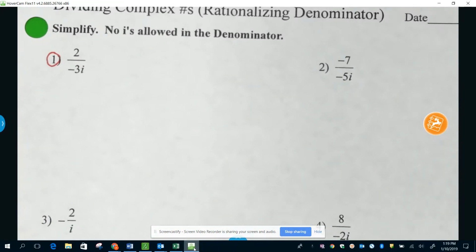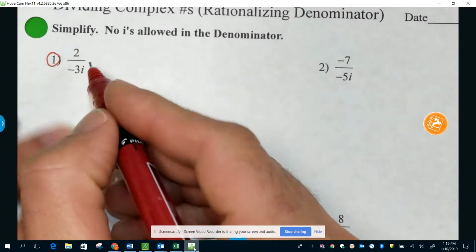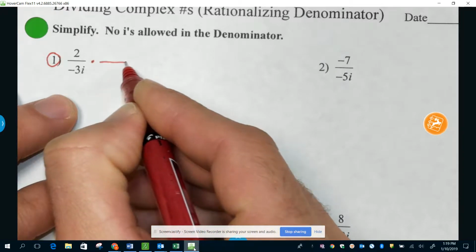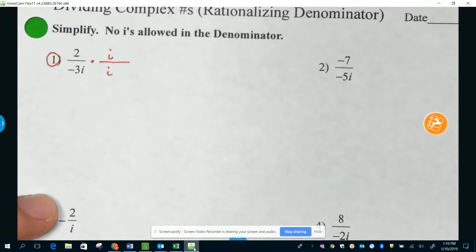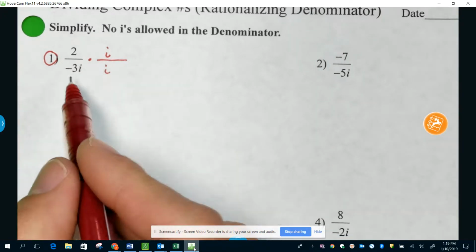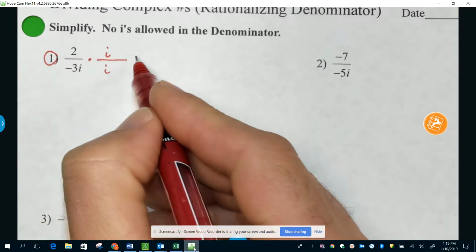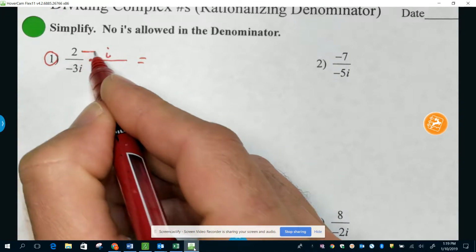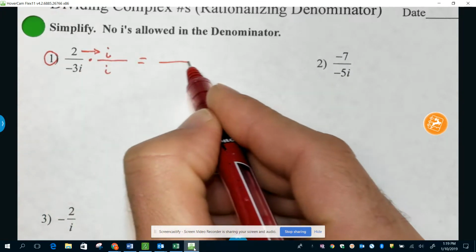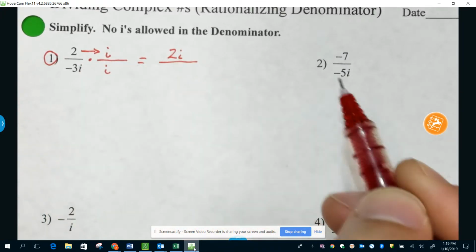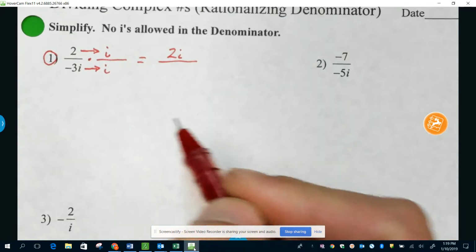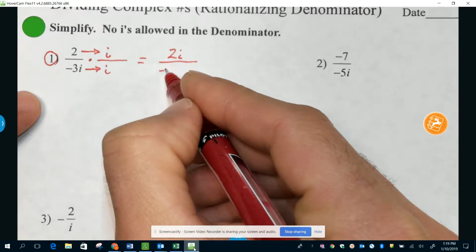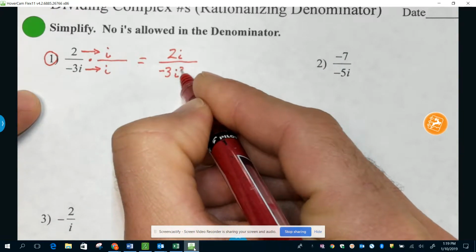So the first page, if there's only a single term in my denominator, I'm going to multiply by i over i. Anytime you have a single term in the denominator with an i, you're going to multiply i over i. So when I multiply here, 2 times i gives me 2i. I'm going to multiply here, negative 3i times another i gives me negative 3i squared.